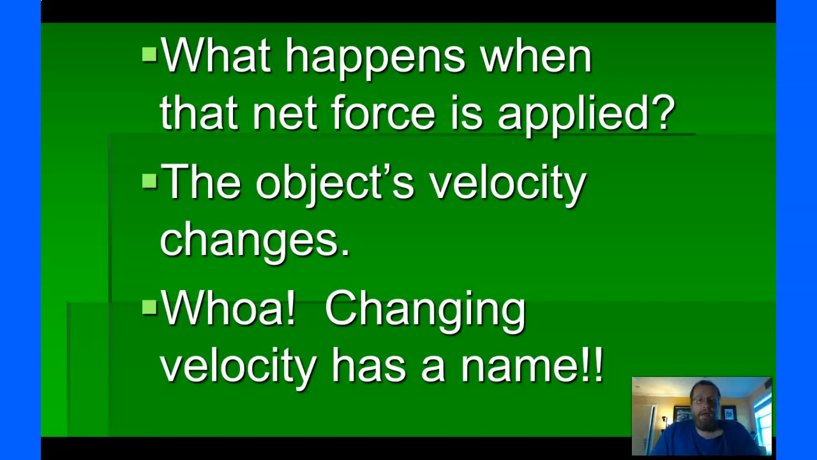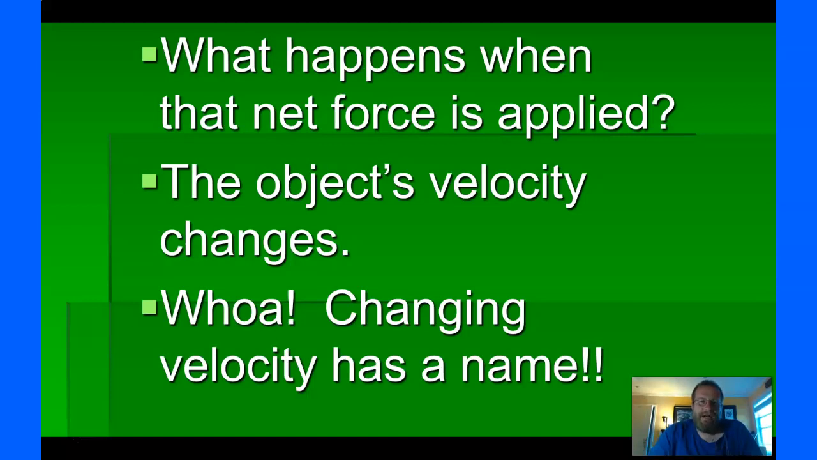Hi, welcome back. So, last thing we talked about in the last PowerPoint and little movie thing with me in it was that to get an object to change its motion, you need to apply a net force, an unbalanced net force to it. So as you can read on the slide over here, what happens when that net force is applied?